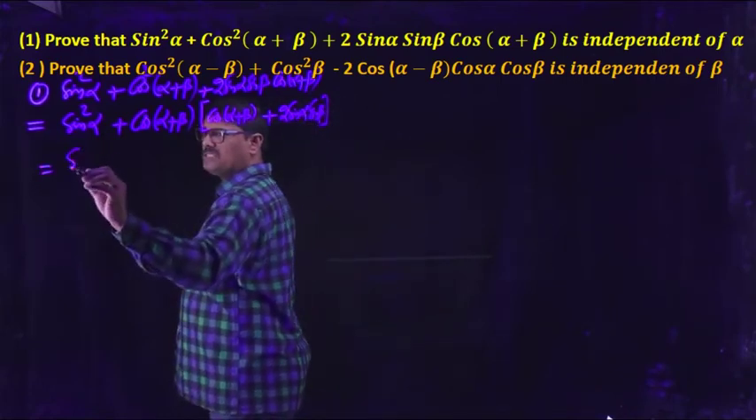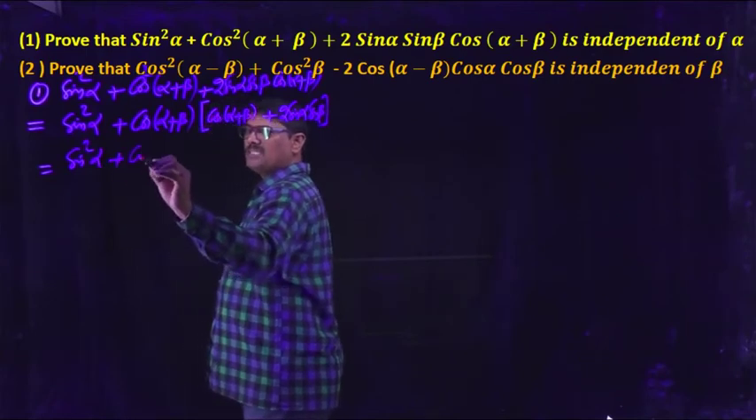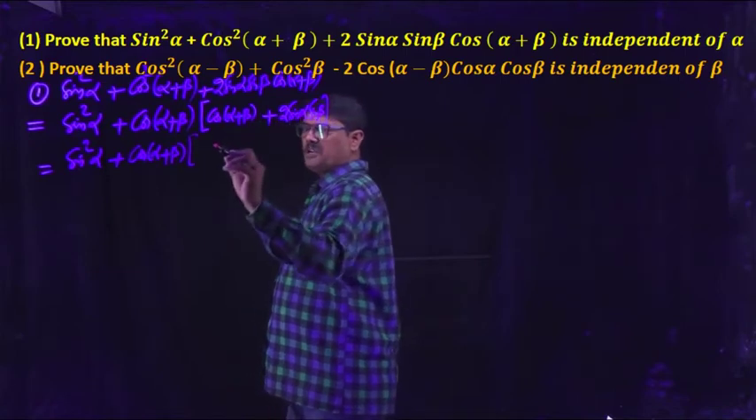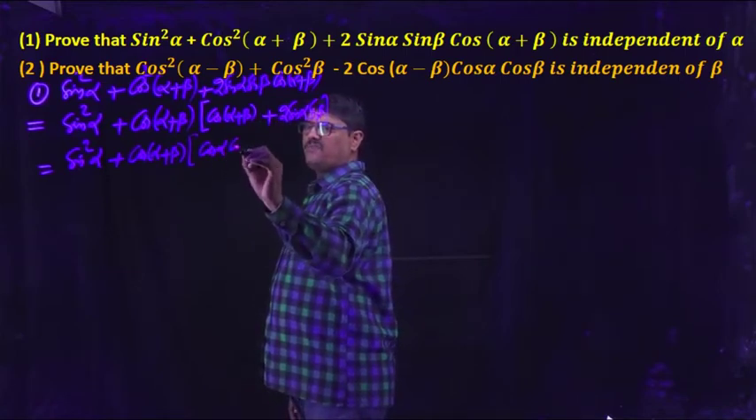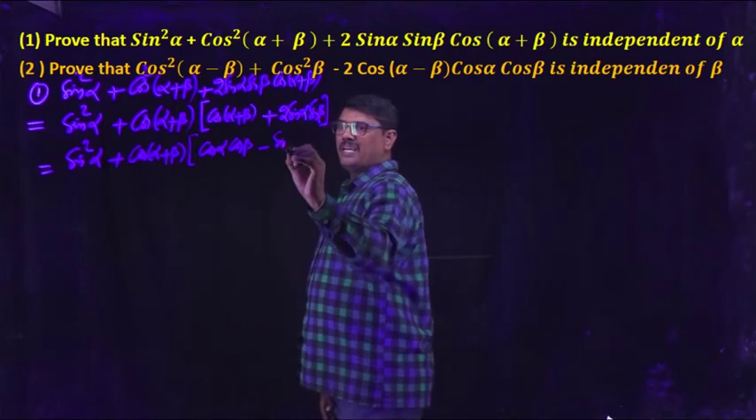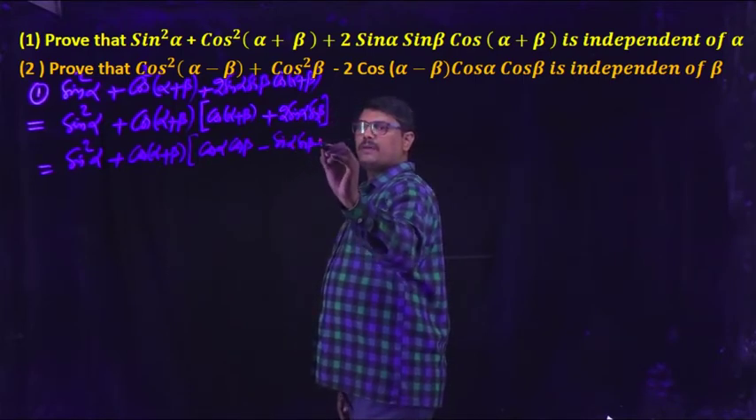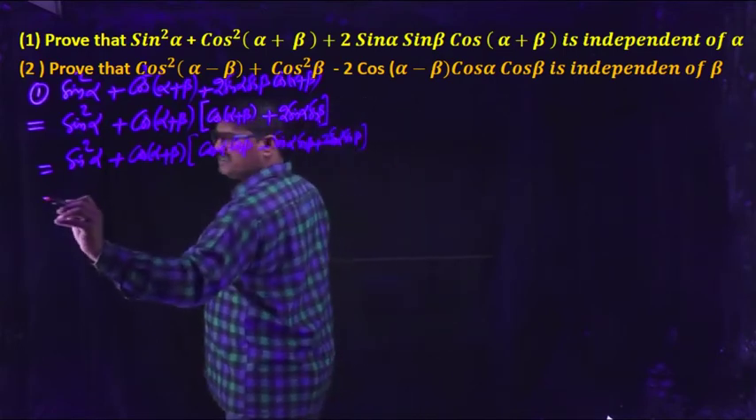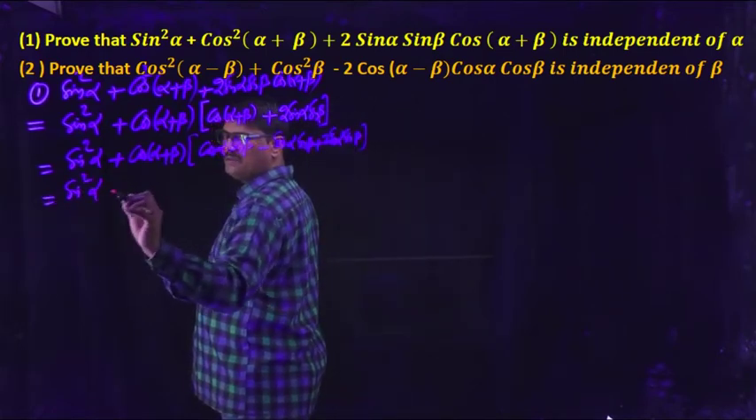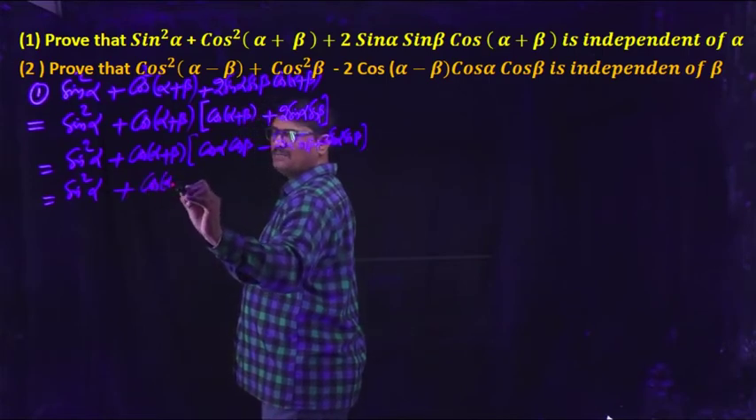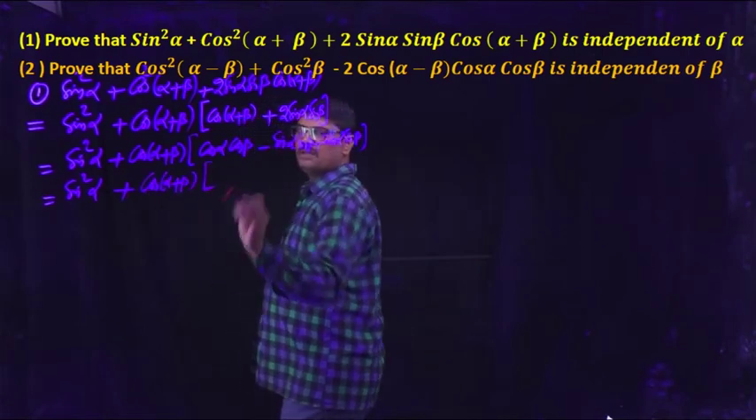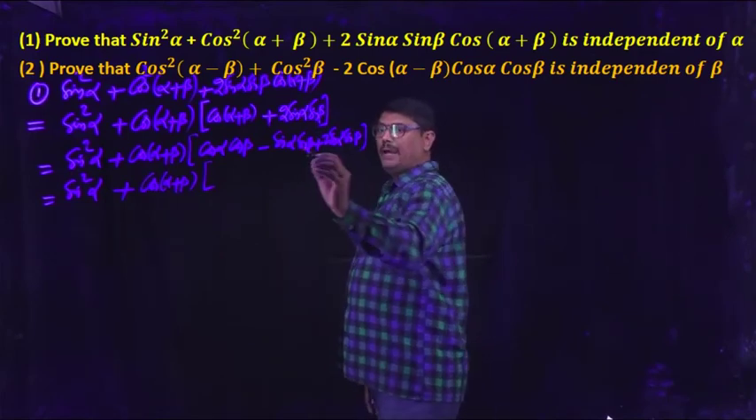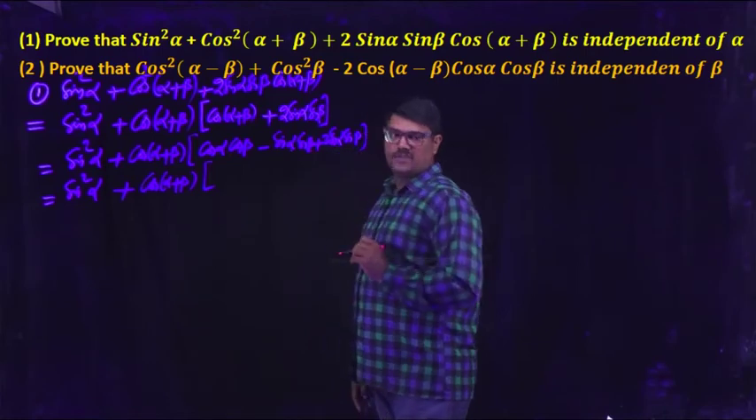So which is equal to sin square alpha plus cos alpha plus beta. Write the formula for cos alpha plus beta in the bracket: cos alpha cos beta minus sin alpha sin beta, plus 2 sin alpha sin beta. Here you can observe minus sin alpha sin beta plus 2 sin alpha sin beta.